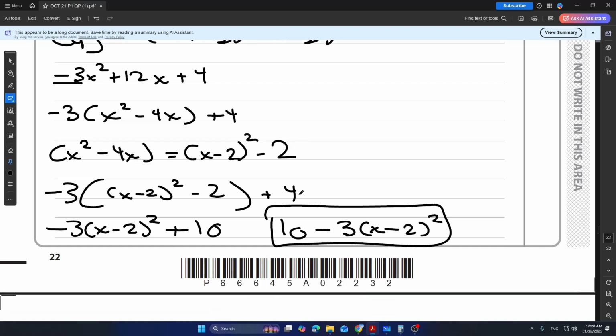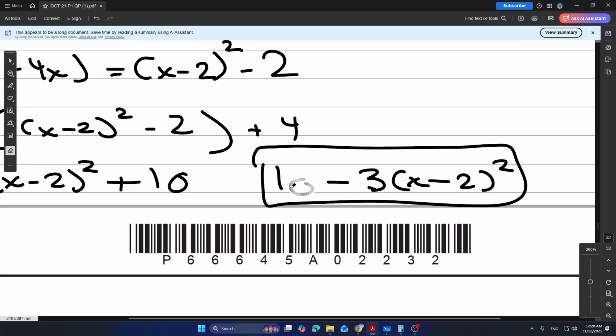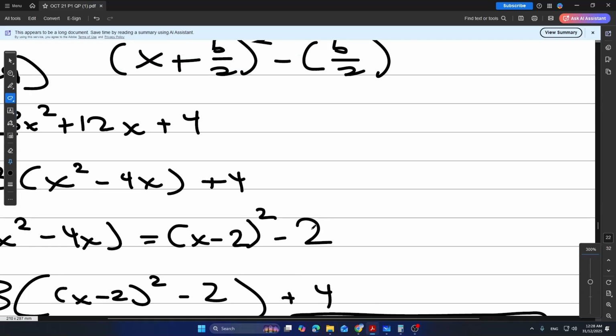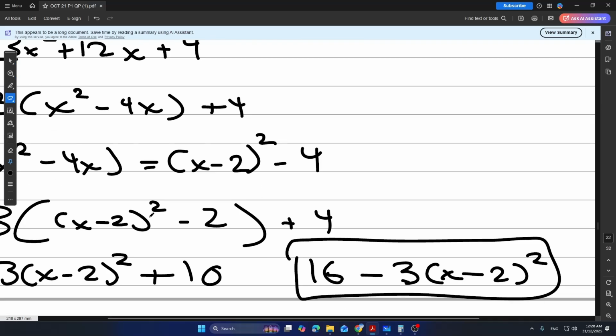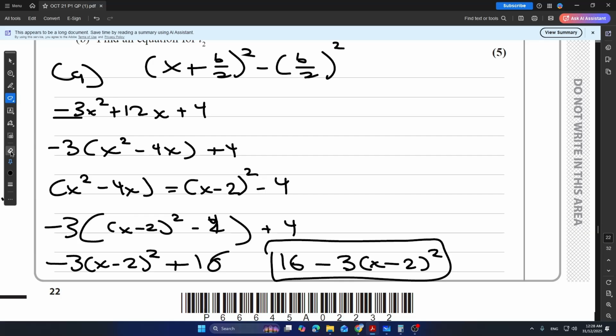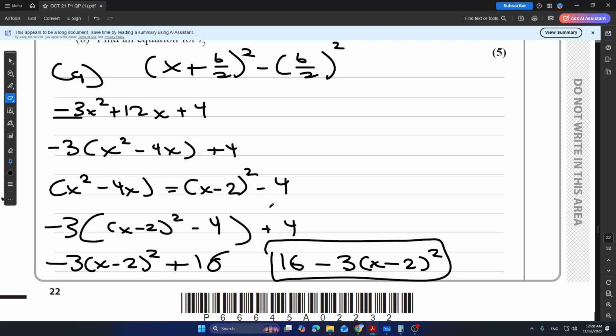Okay, just a slight mistake I made. Instead of 10, it should be 16. I'll tell you why. When I did this here, I didn't square the 2. So it should be 4. Yeah, there you go. And this has to be 4, it'll be 12, and it'll give me 16. So if that's the only thing I had mistaken, don't kill me for it. Same thing, minus 3 times minus 4 is 12, 12 plus 4 is 16. So 16 minus 3x minus 2 squared.